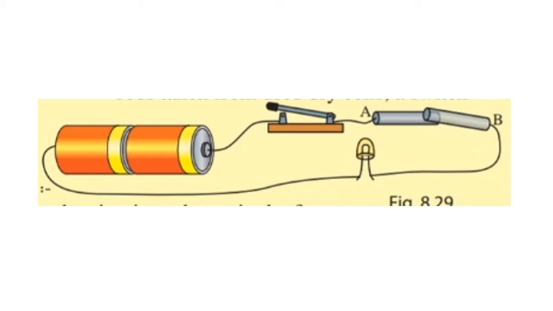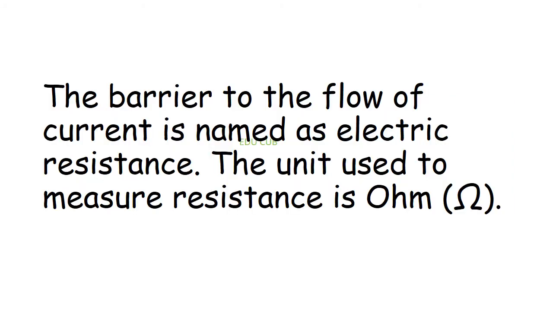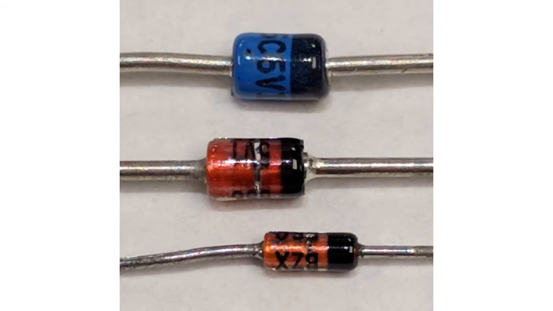Prepare the circuit as shown in the figure. First, keep 1 carbon rod between A and B. Observe the brightness of the bulb. Then increase the number of carbon rods and repeat the experiment. Discuss the reason for your observation. The barrier to the flow of current is named electric resistance. The unit used to measure resistance is the ohm. Here, this is the symbol of ohm. You can buy resistors of different values from the market.